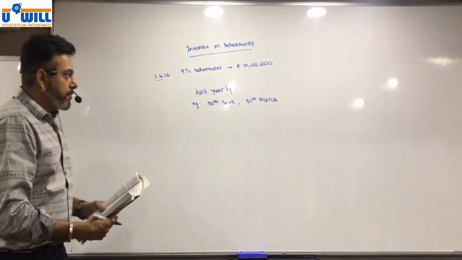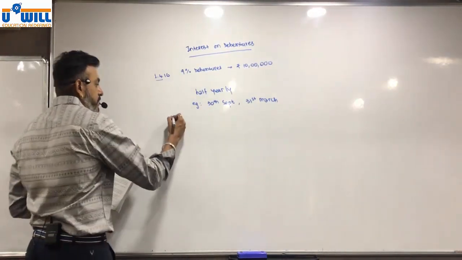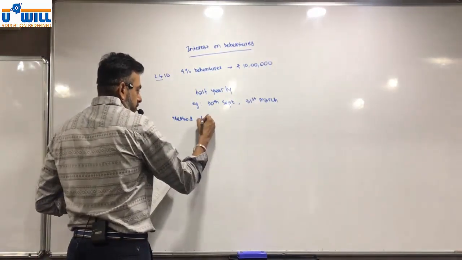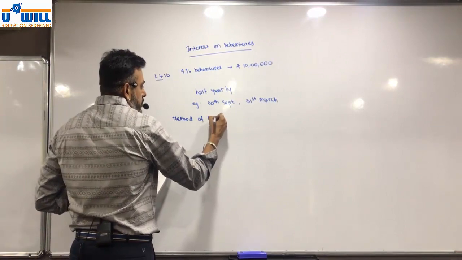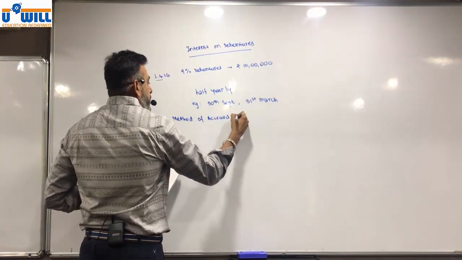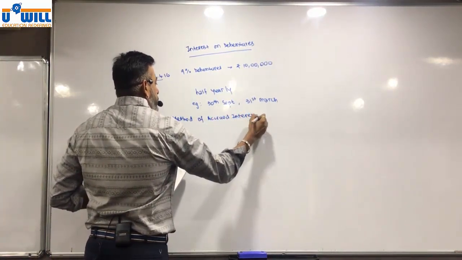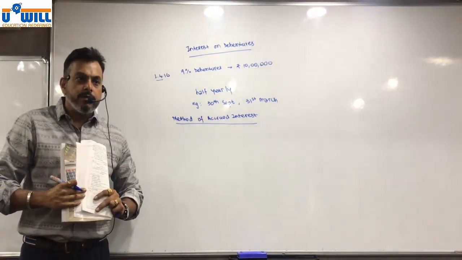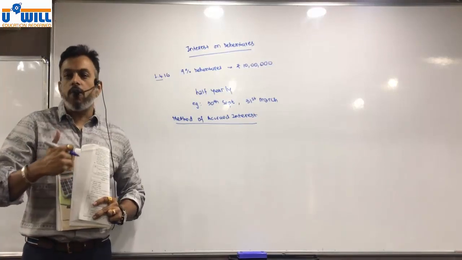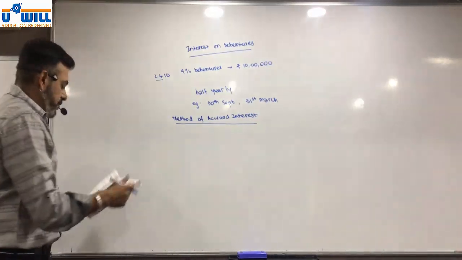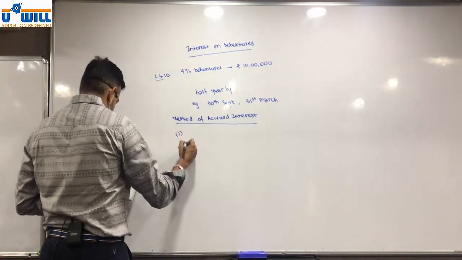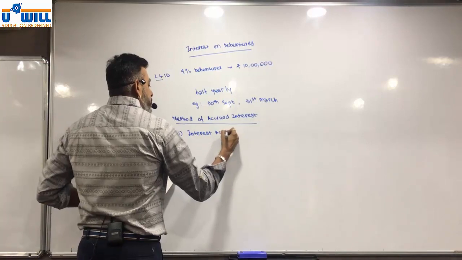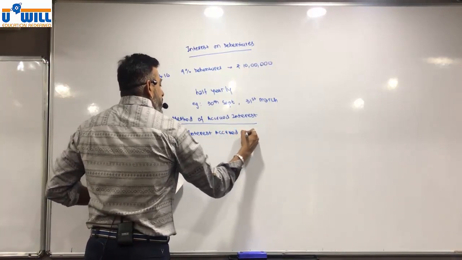Now, apart from this, here there are two concepts which you have to learn. They're important for accounts. Method of accrued interest. Method of accrued यानी क्या? Outstanding. Method of accrued interest. उसमें first method is interest accrued and due.